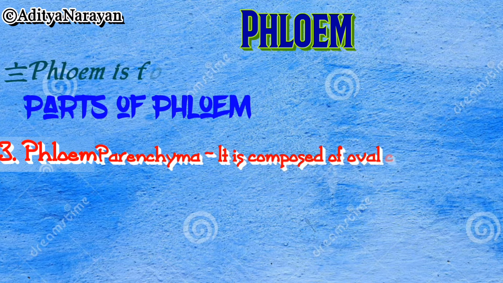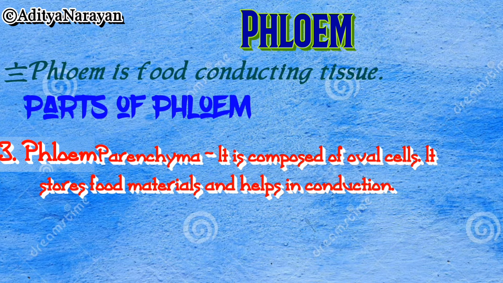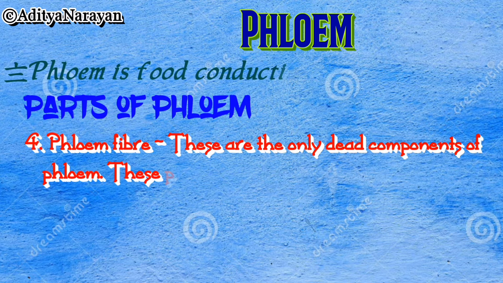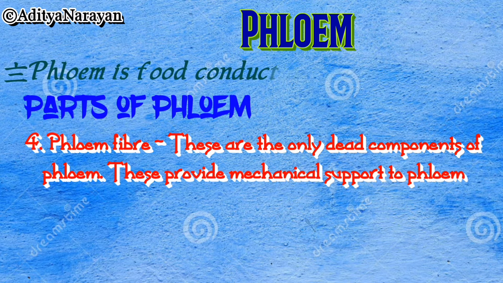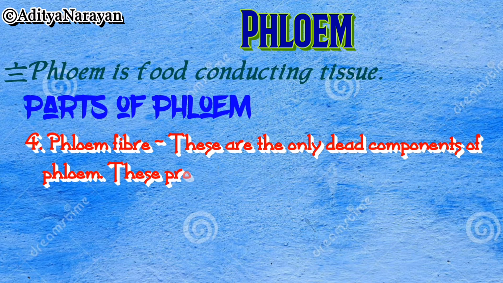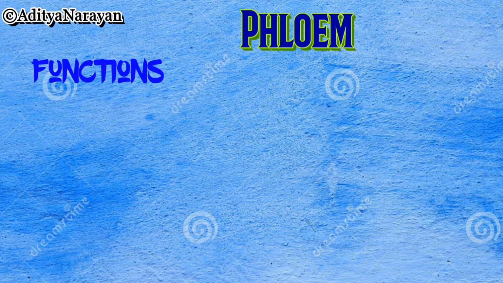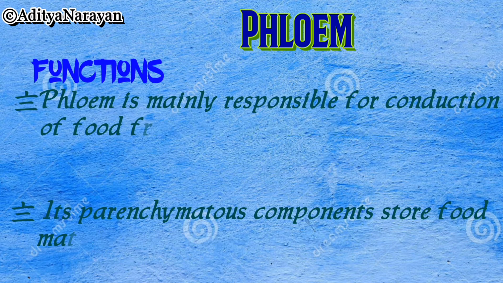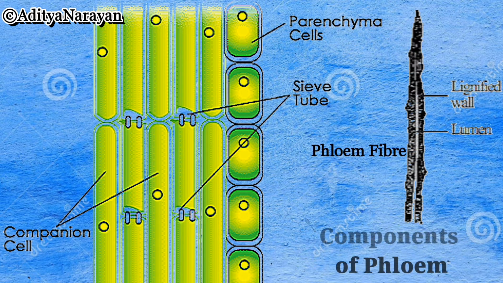Phloem parenchyma. It is composed of oval cells. It stores food materials and helps in conduction. Phloem fibers. These are the only dead components. They provide mechanical support to phloem. Functions of phloem. Phloem is mainly responsible for conduction of food from leaf to root. These are the components of phloem.